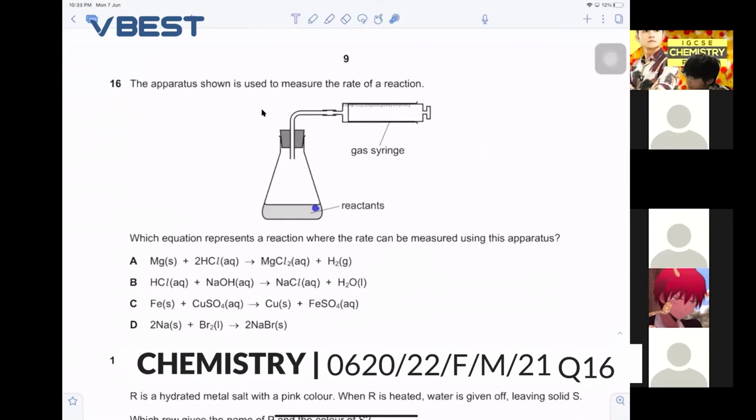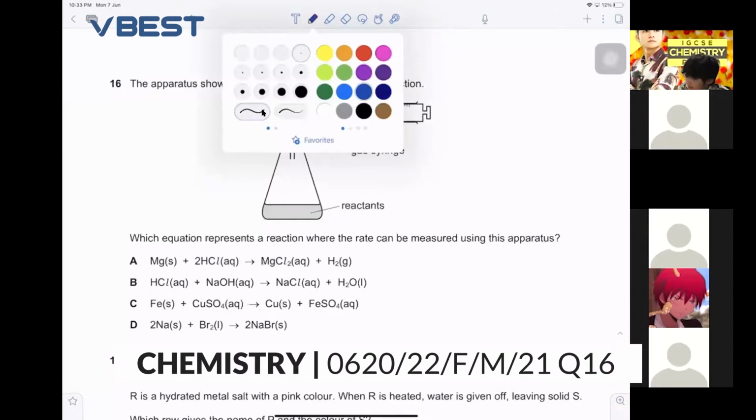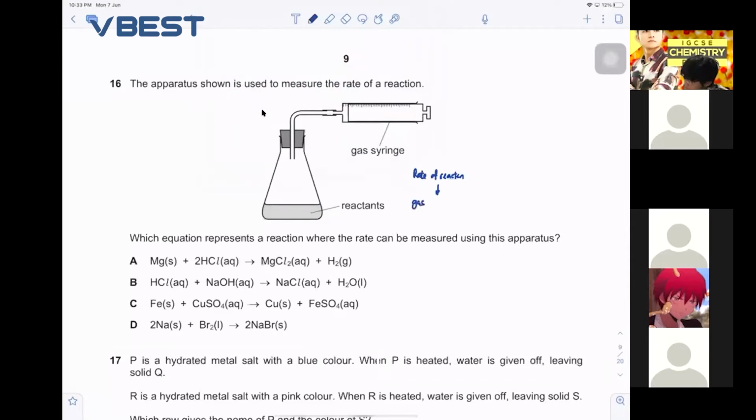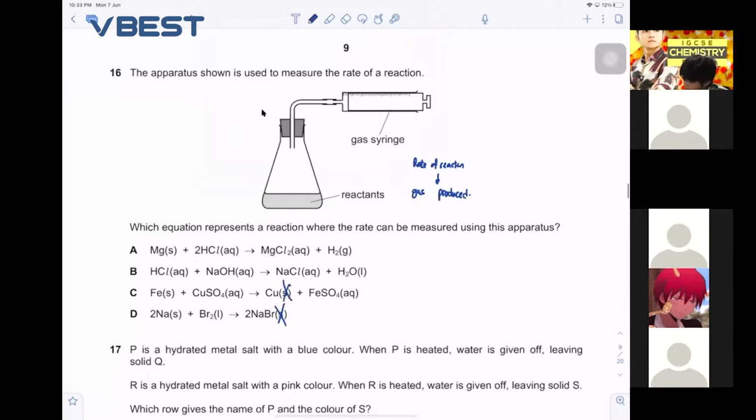Okay, I have reactant, I have gas stream. So this is how we measure rate of reaction. And how do you measure rate of reaction? You need to measure the gas produced here. So your product must have gas. Any product with no gas, you can cut it out. Answer is A.